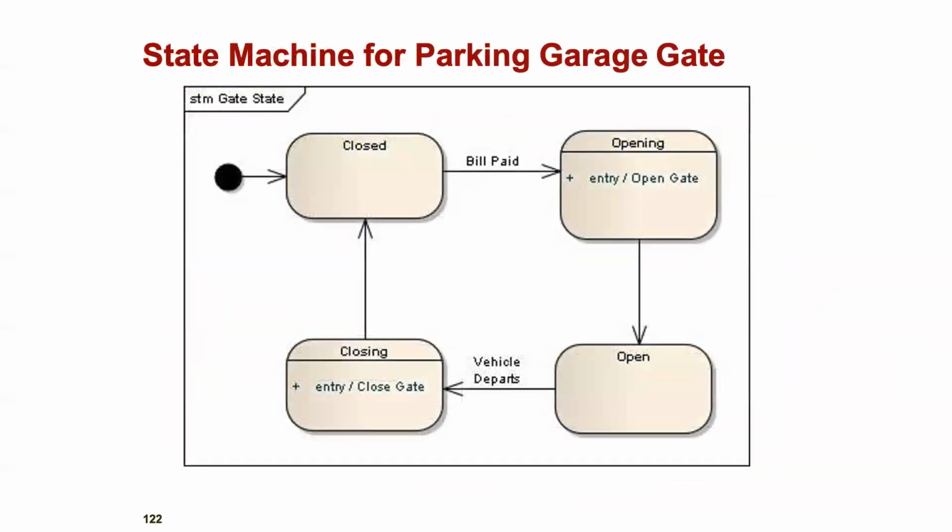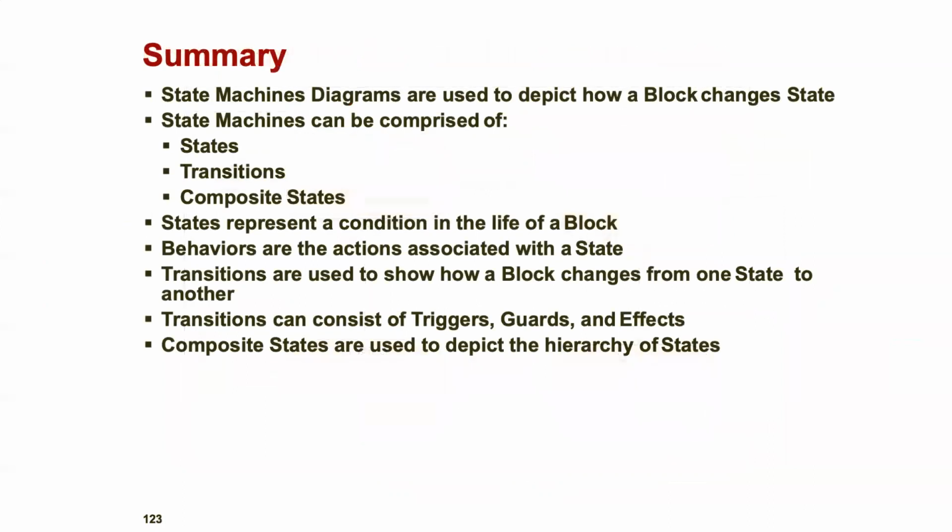Here is a state machine diagram for a parking garage gate. This is one of the examples we've already seen developed. We're just seeing a little bit more detail and reflecting back on what we've already talked about.